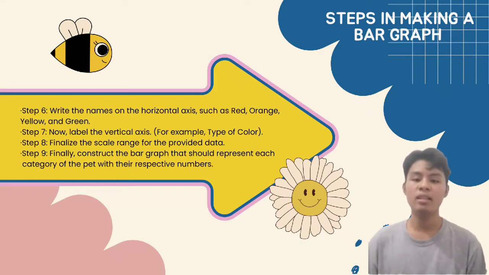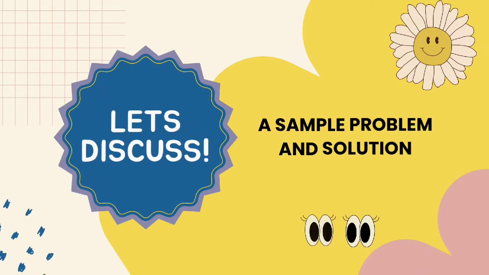Step number 8, finalize the scale range for the provided data. And finally, step number 9, construct the bar graph that should represent each category of the pet with their respective numbers. Let's discuss. Here is a sample problem and solution.